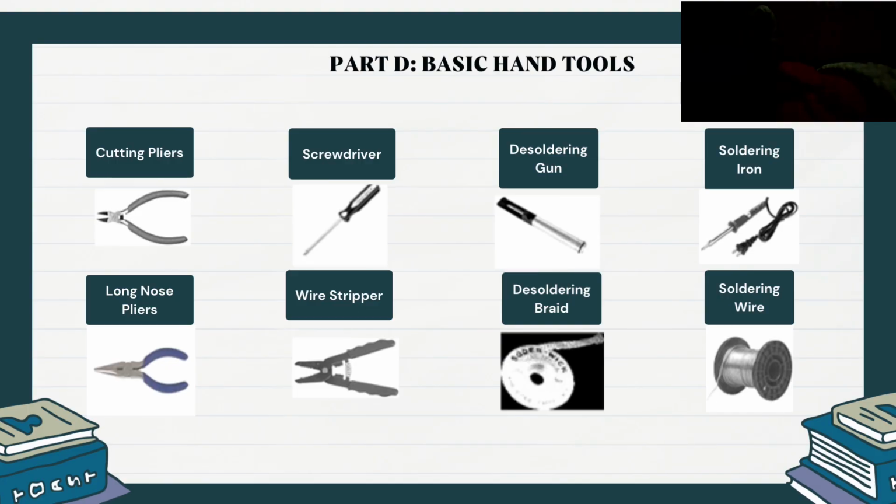Now we come to the last part, which is part D, basic hand tools. Showing here are 8 common basic hand tools in electrical engineering lab, such as cutting pliers, screwdriver, desoldering gun, soldering iron, long nose pliers, wire stripper, desoldering blade, and soldering wire.